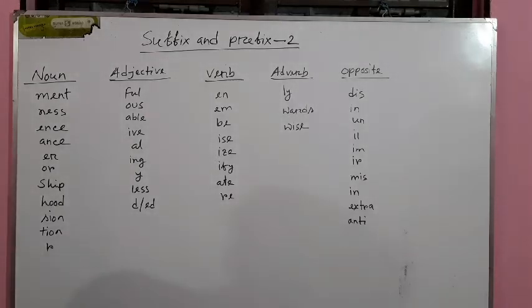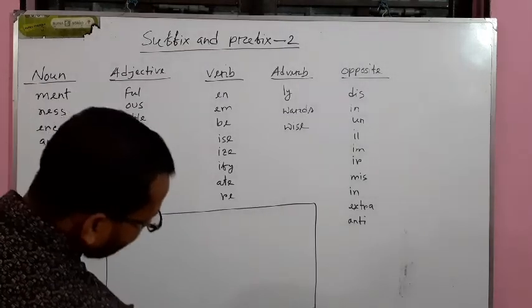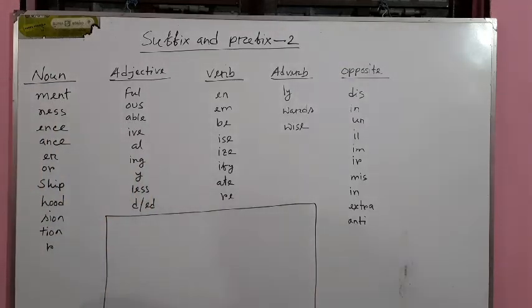Very firstly, I have written some nouns. Look at the title, noun. By adding these suffixes and prefixes from this row: ment, ness, ence, ance, er, or, ship, hood, sion, tion, you can change a word into a noun. For example, I will use this space for writing my examples.